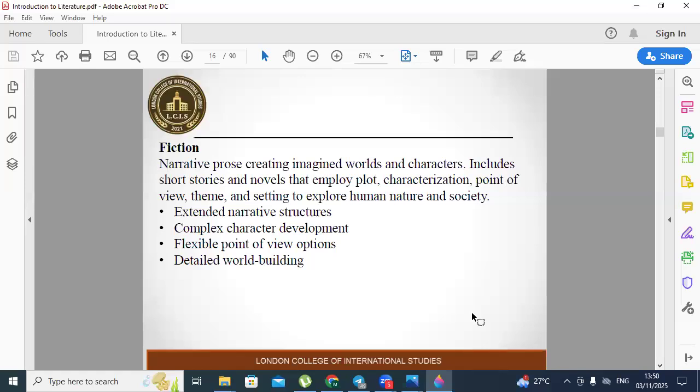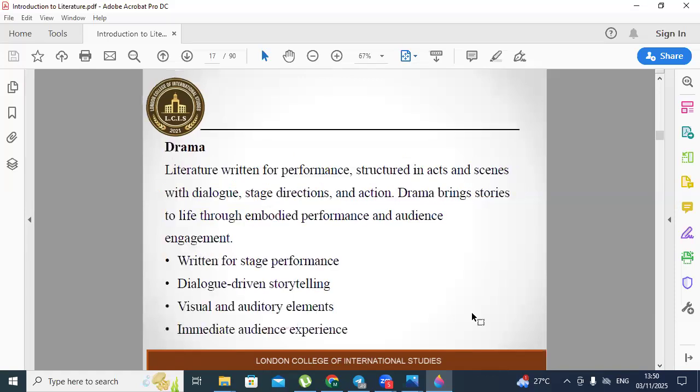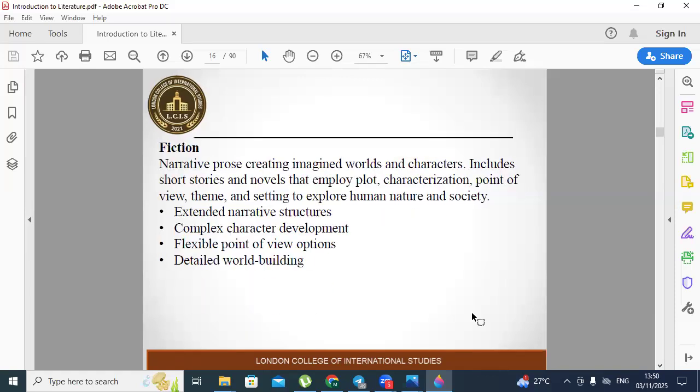Key features include extended narrative structures. Fiction unfolds over time with events connected by causality. This allows for detailed storytelling that develops gradually. Complex character development. Fictional characters can be as psychologically complex as real people, with contradictions, inner conflicts, and capacity for change.